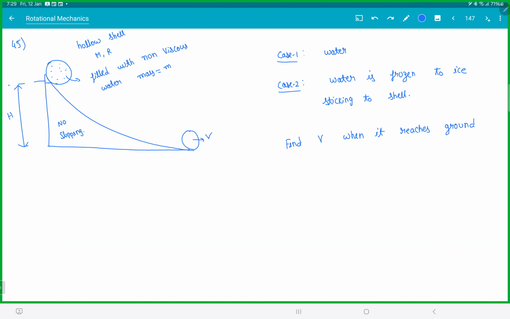Right, Utsa. What is the logic there? What is the catch here? In the first case, when it is filled with water, water does not rotate, isn't it? Water will simply translate. But in the second case, my ice ball will rotate. That's the difference, isn't it? So, if you look at both the cases, if this is filled with water, this is how it looks.